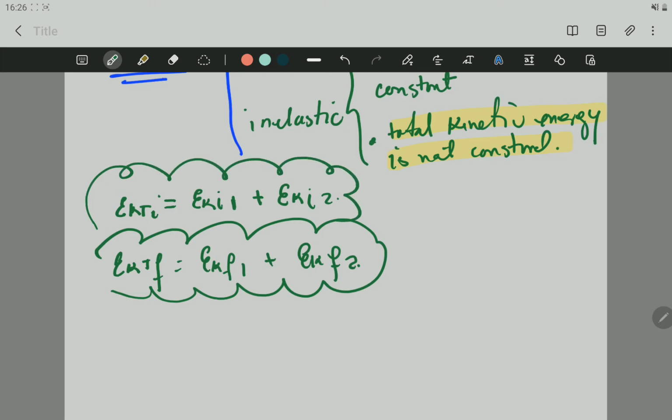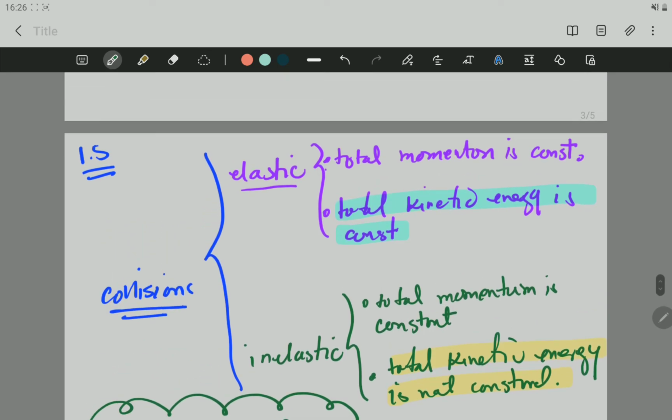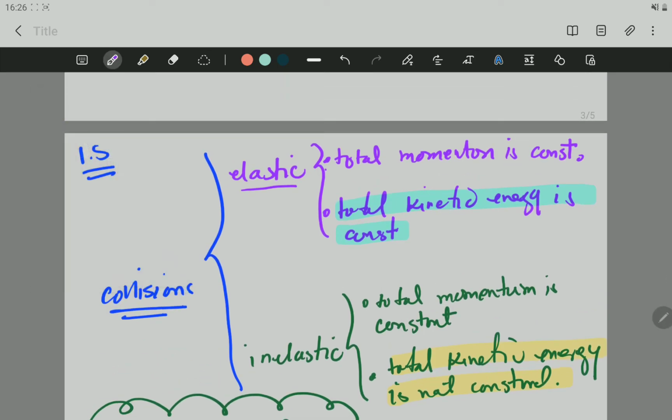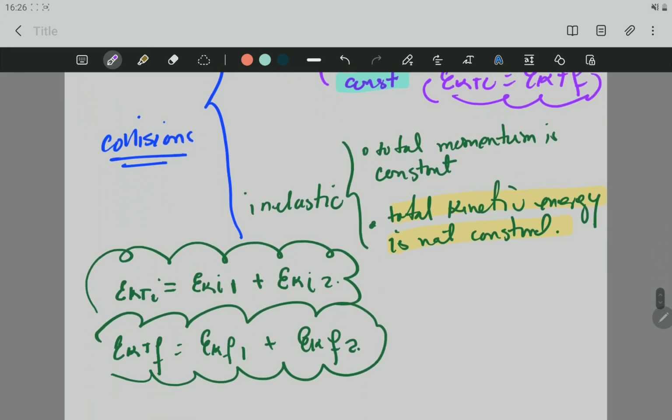So at the end, if the total kinetic energy is constant, then that means that the total kinetic energy initial must be equal to the total kinetic energy final. You will get the same answer for both of them. If you don't get the same answer, then that means that the collision is inelastic.